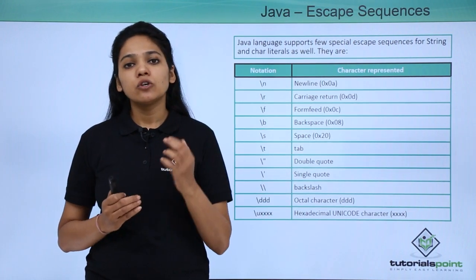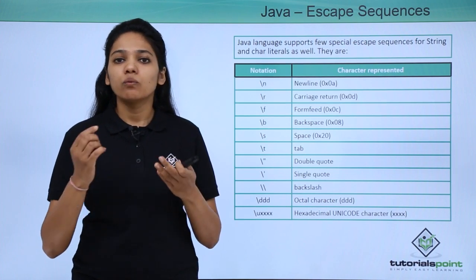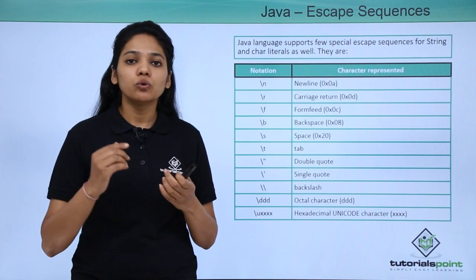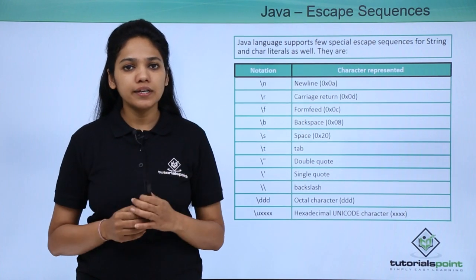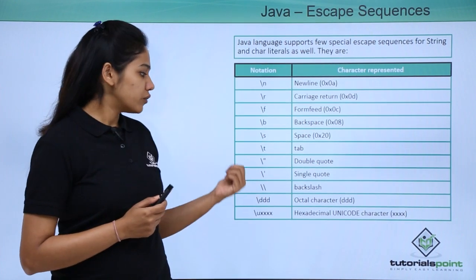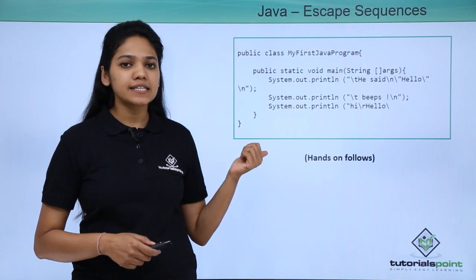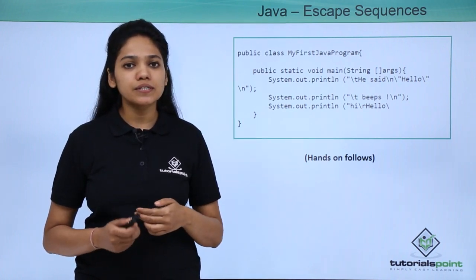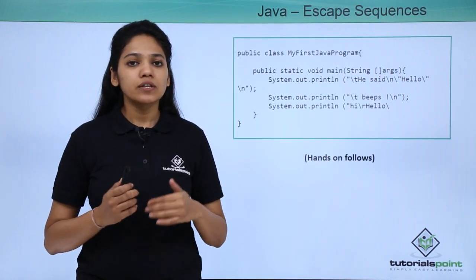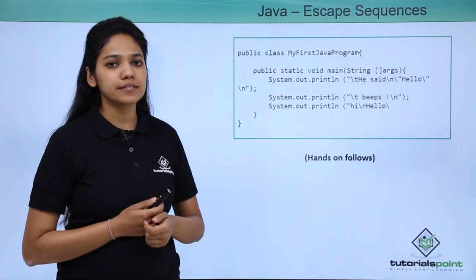In what cases do you want a quote to display? In that case, where you are trying to display a quote, you would want to display a quote along with a single quote or along with double quotes. In those cases, you again use escape sequences. In this example, we will see how you can use these escape sequences in your real-time program. So let us now see practically how to use these escape sequences.